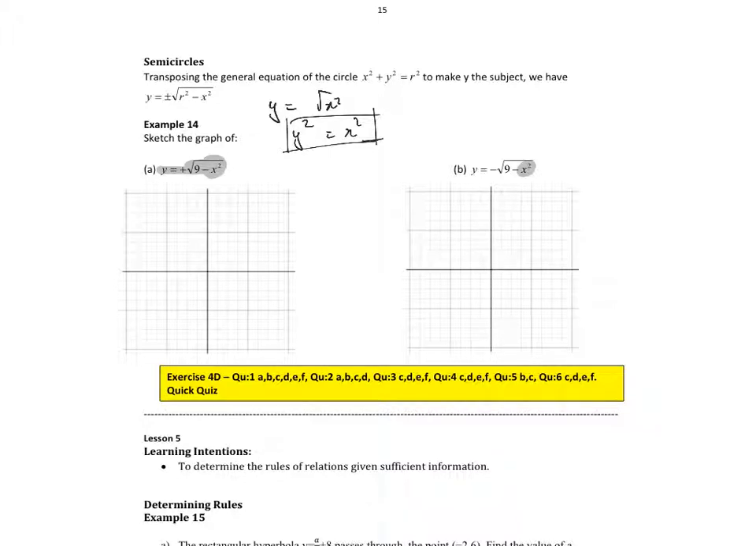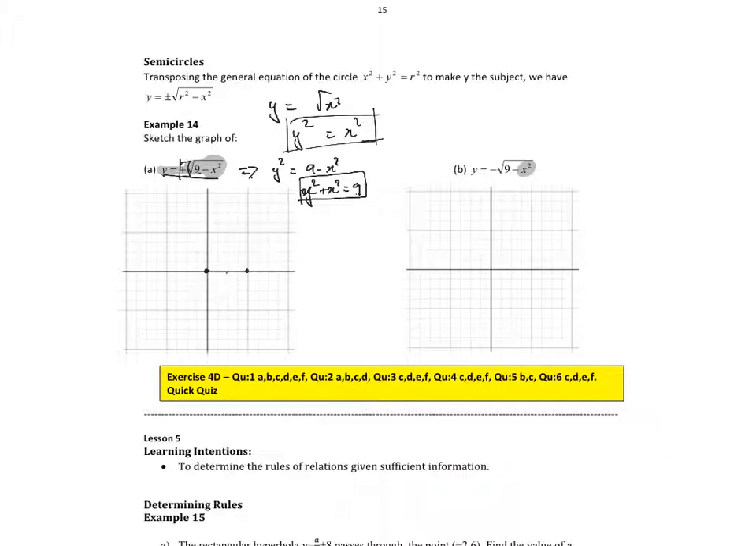I think the easiest way is let's start here. If I square both sides, I end up with y squared is equal to 9 minus x squared, and that's the same as y squared plus x squared is equal to 9. So really, we can see that we're just looking at the positive, so the top half of my circle, and the circle, when I just rearrange it, is a circle centered at the origin with a radius of 3. So there's my circle.